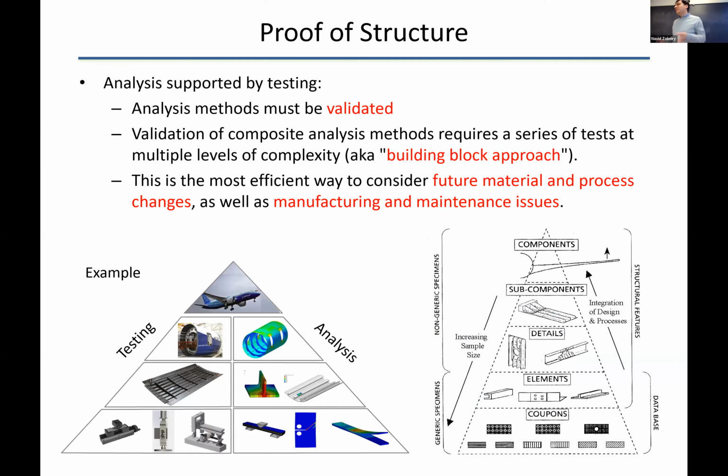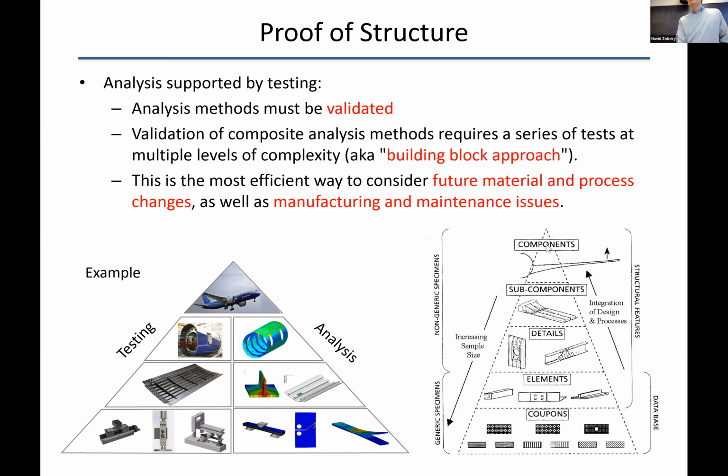Typically, this is the way we do it for large aircraft, using analysis supported by testing. Even though you can do testing alone, we typically don't. Let me walk you through this. I talked about the building block pyramid before: you do a lot of tests at the coupon level, fewer tests at the element level, and you add complexity all the way to one large structure, for example the wing of an aircraft, and you do one test at the end. At the base of the pyramid, you might do 10,000 tests, and at the end, just one test.